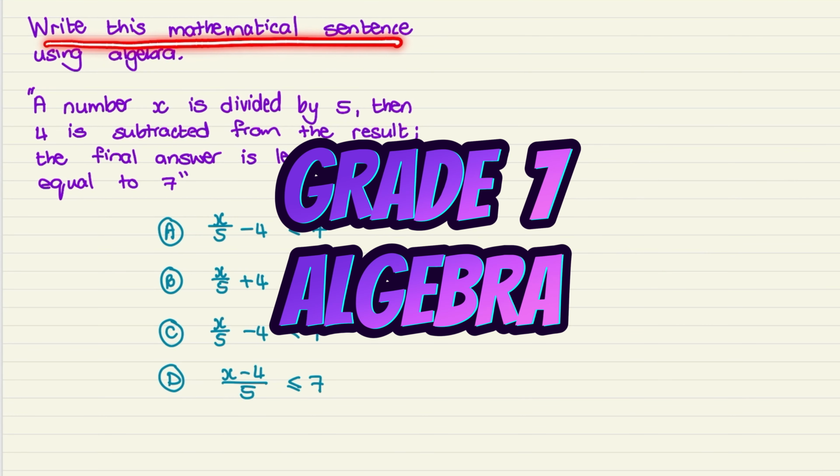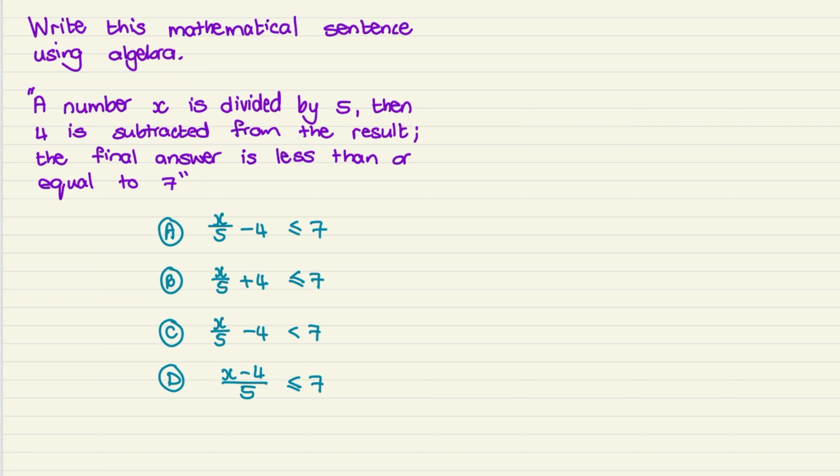Write this mathematical sentence using algebra. And the sentence is, a number x is divided by 5, then 4 is subtracted from the result. The final answer is less than or equal to 7. And we have 4 possible answers.